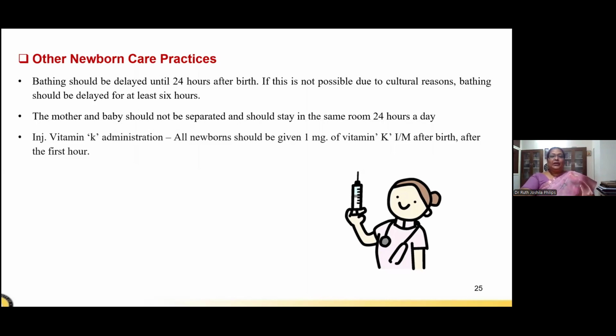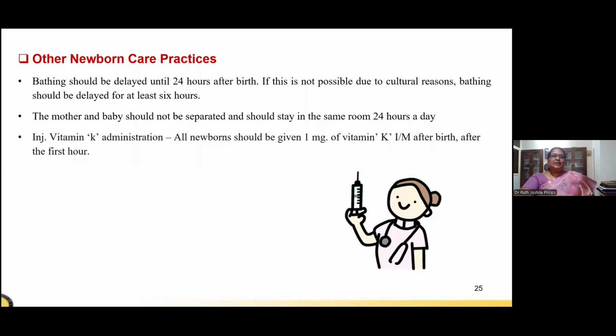And rooming in of the mother and baby all through the 24 hours of the day is strongly recommended, because that increases bonding and improves the breastfeeding rates, and also improves the immunity in the newborn.